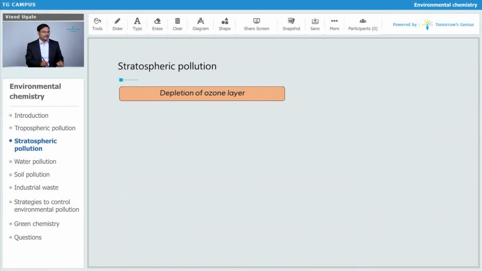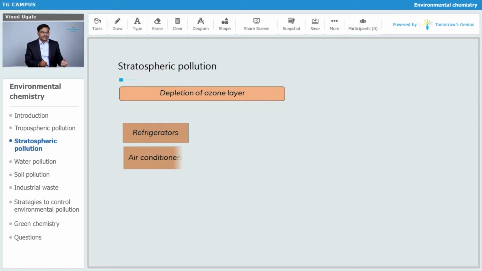and that chlorofluorocarbons are going to deplete this ozone layer. So there will be a hole in the ozone layer, and from that hole there will be ultraviolet rays coming towards us, and we can have a lot of skin diseases due to those ultraviolet rays.